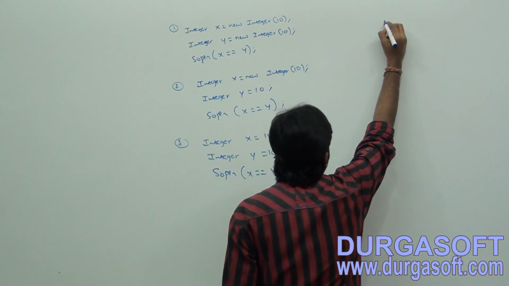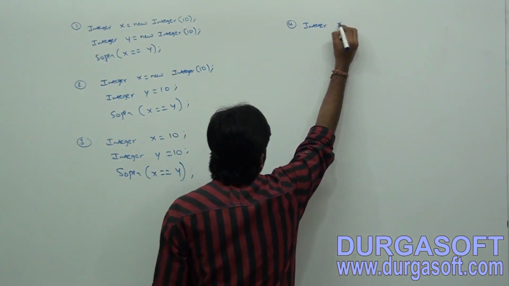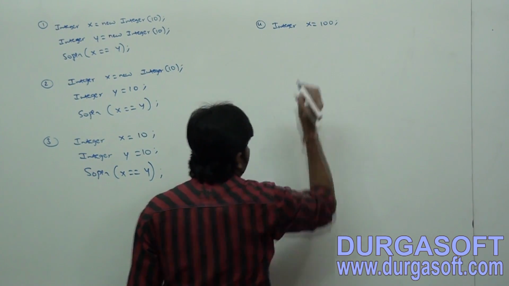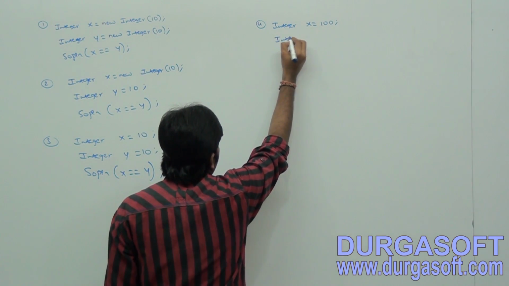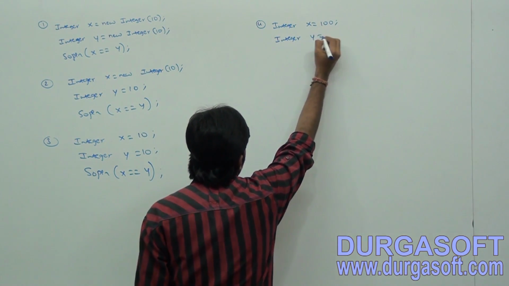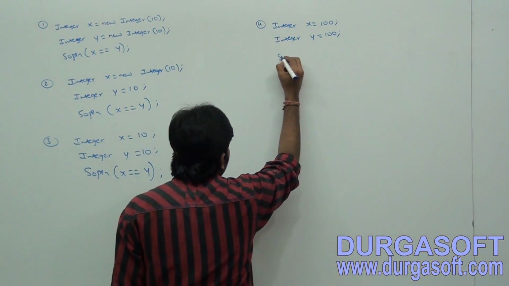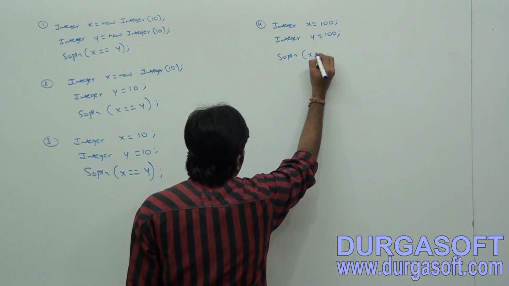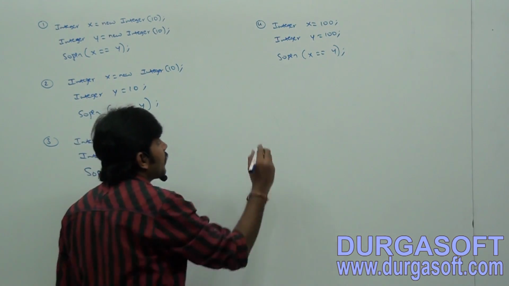Now the fourth option: Integer x is equal to 100, Integer y is equal to 100. System.out.println(x == y).